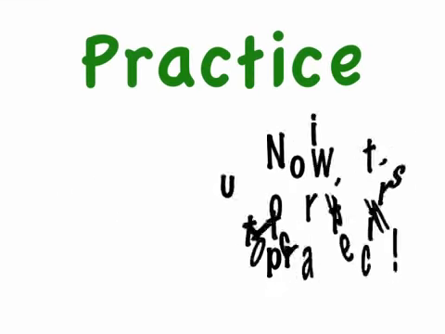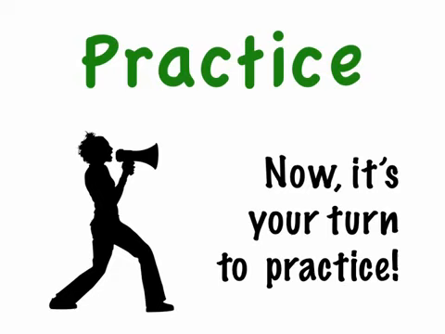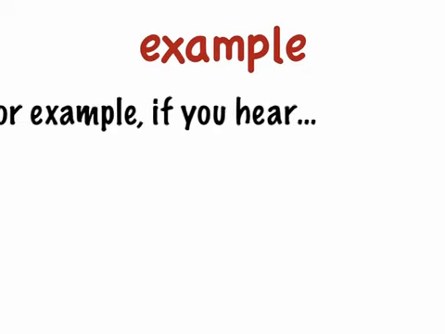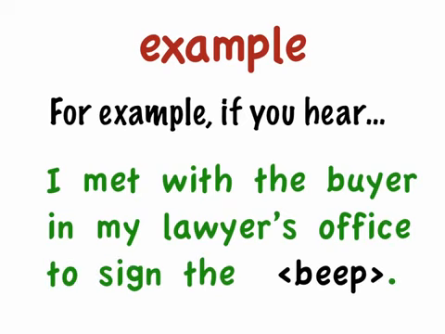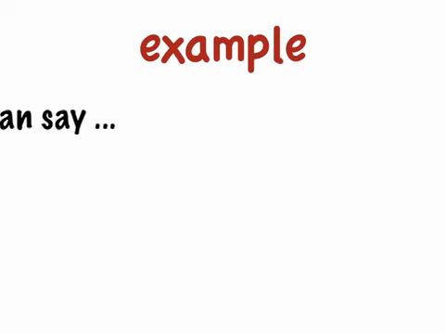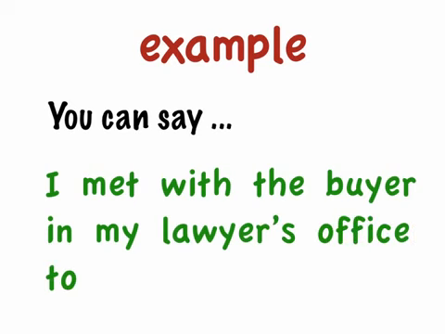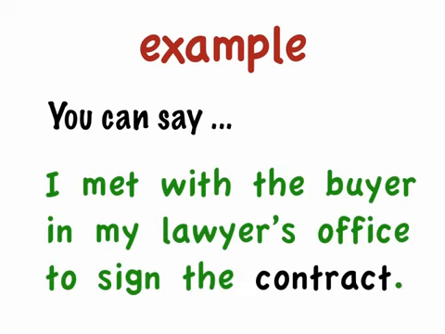Now it's your turn to practice some of the words we've studied in this lesson. In a moment, you'll hear a series of sentences with a word replaced with a beep. Repeat each sentence including the missing word. For example, if you hear, I met with the buyer in my lawyer's office to sign the... you can say, I met with the buyer in my lawyer's office to sign the contract. We'll play the correct answer after each question. Ready? Let's give it a go.